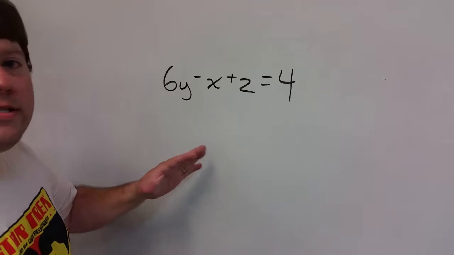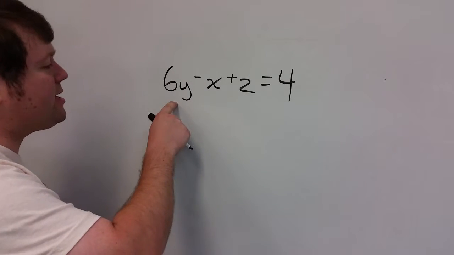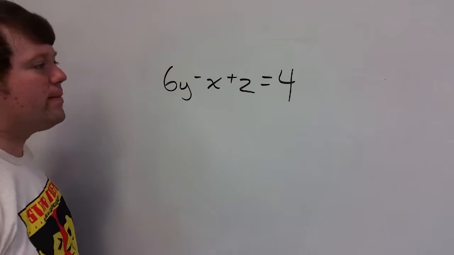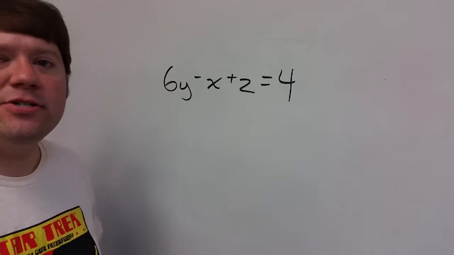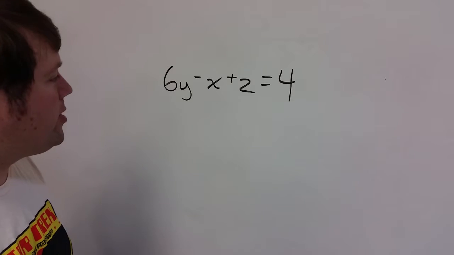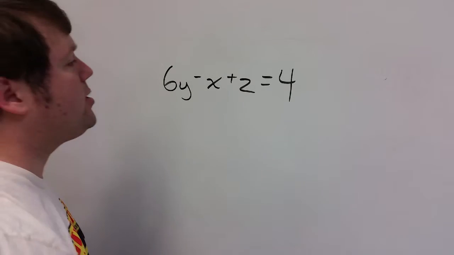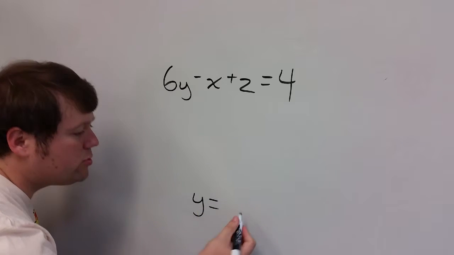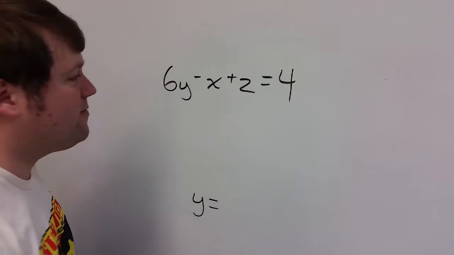All right, I took one of the examples from our book here. It is 6y minus x plus z equals 4. And for this one, it's asking us to solve for y. So that's what we're going to do. We're going to rearrange the equation right here so that we end up with y equals something. I don't know yet. I need to figure it out.